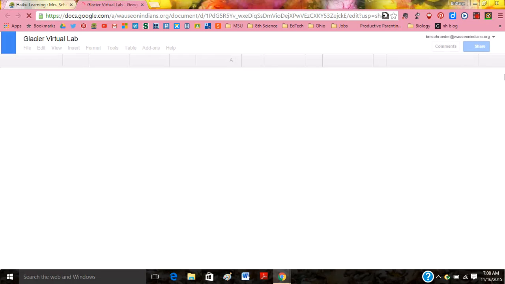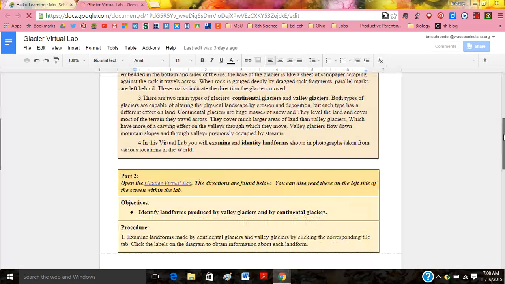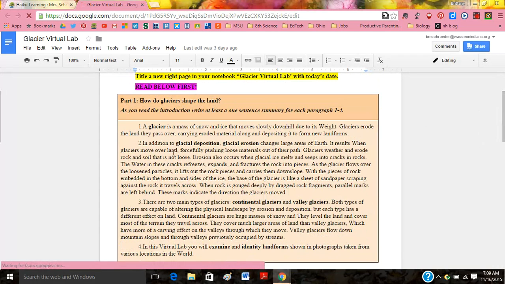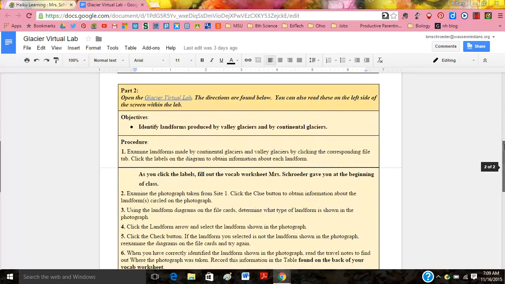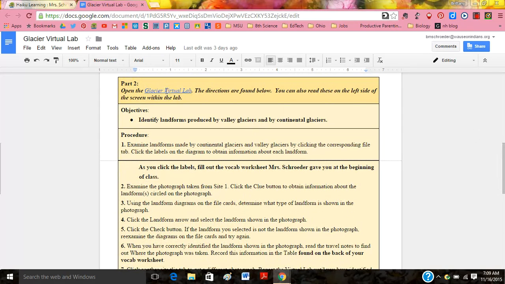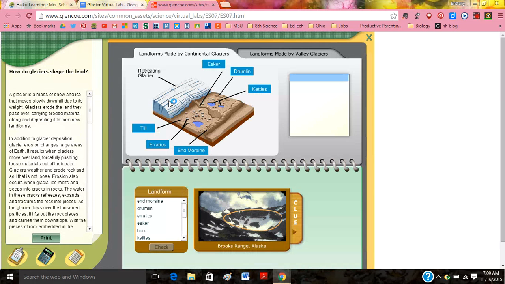Just a couple reminders on this. All of you started this on Friday, and for the most part, you should be done with part one. Part one required you to read and write a quick summary for 1 through 4 in your notebooks. And then part two, which is the actual lab, here's the procedure in tan. You can open this up for a quick refresher on what you're going to be doing. You have a worksheet that goes along with this.